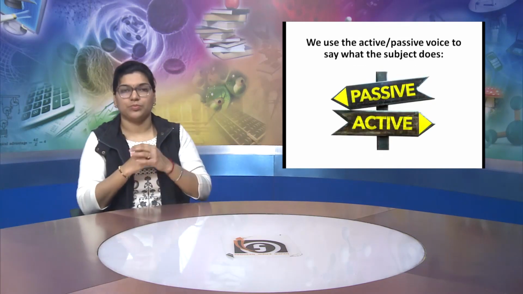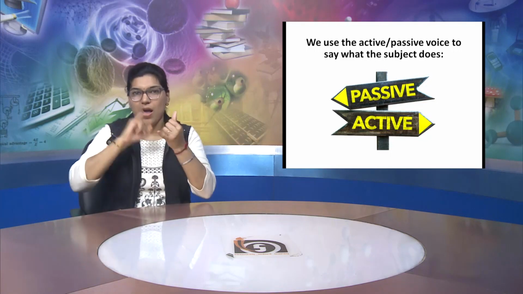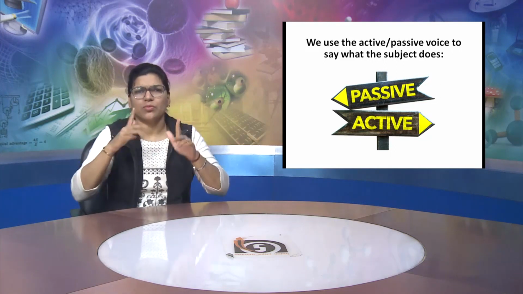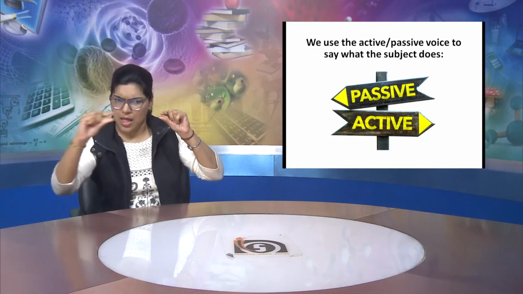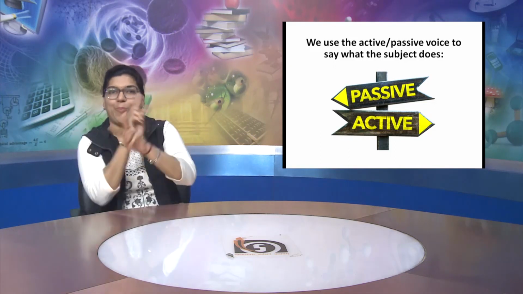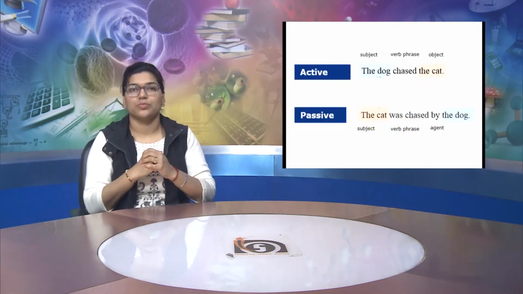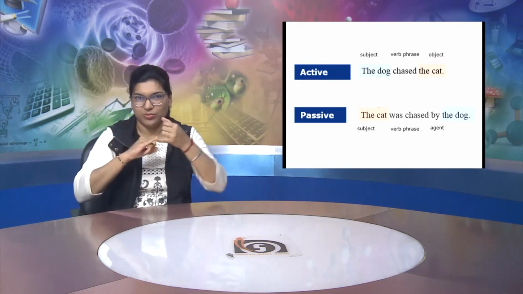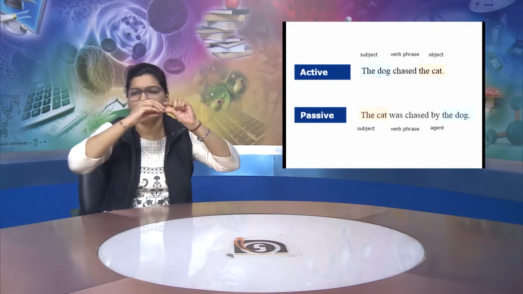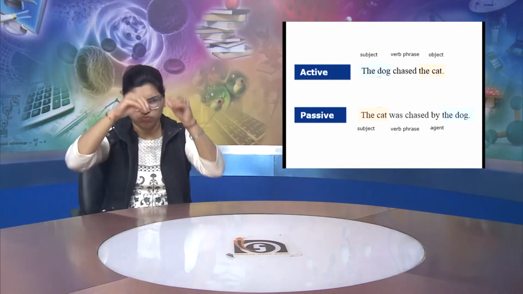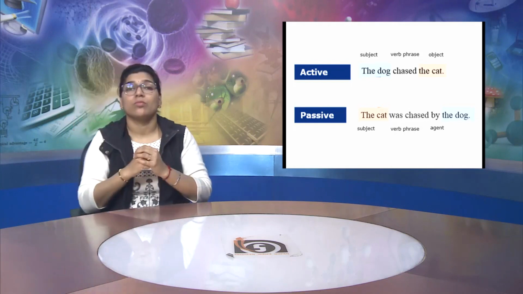We use the active voice to say what the subject does. Passive voice is the opposite of active voice. As you can see in the picture, in active voice and in passive voice, active voice starts from the subject going to the verb.